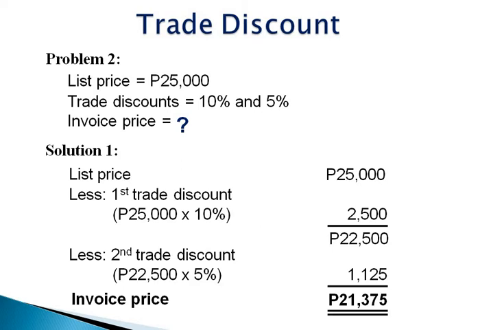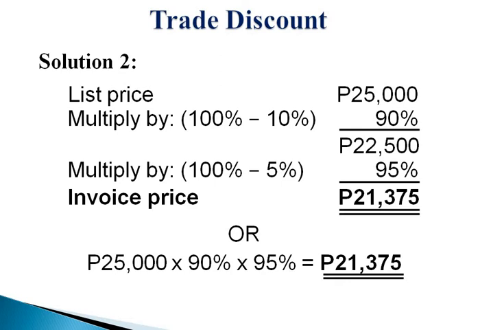21,375 pesos. A shorter solution is to multiply the list price of 25,000 pesos by 90% and then multiply the product by 95% to get the same invoice amount of 21,375. How did we get the 90%? 100% minus the first trade discount of 10%. How about this 95%? 100% minus the second trade discount of 5%.